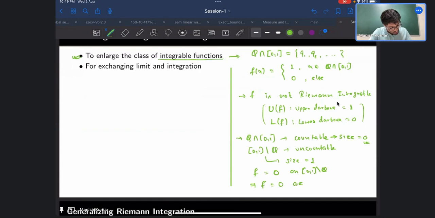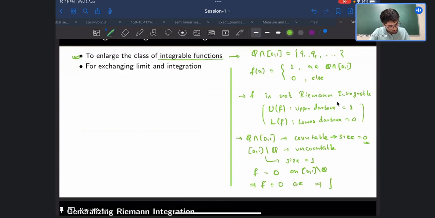And that is why, since the function is taking value 0, the integral, which basically means the area under the curve, would imply that the area covered by this function f, the graph of f, will be 0.